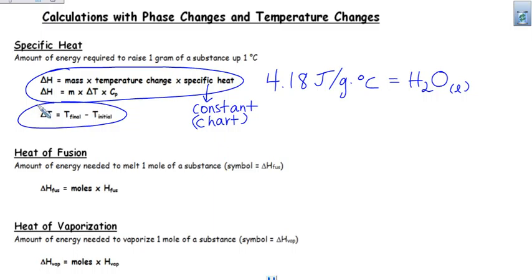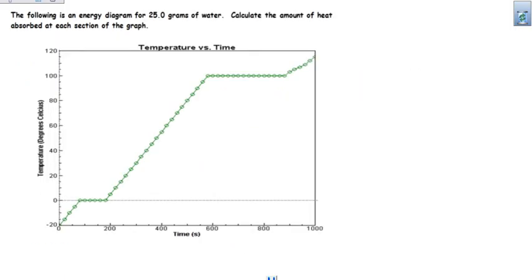And now sometimes we could get the temperature change off of a graph. Sometimes they might just give me the temperature, final and initial. So for example, this little graph at the bottom says we have an energy diagram for 25 grams of water. Calculate the amount of heat absorbed at each section of the graph.